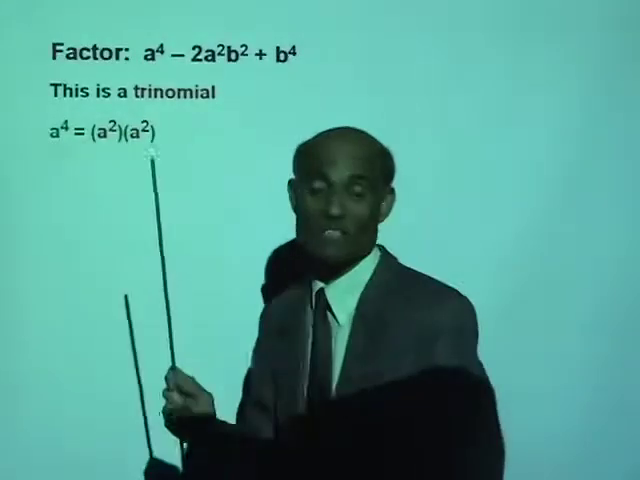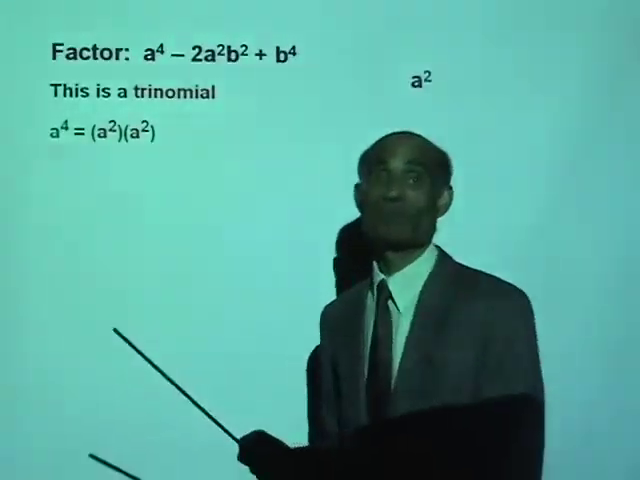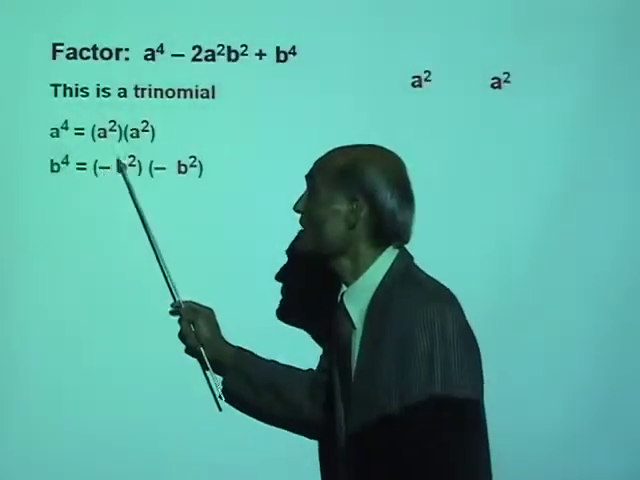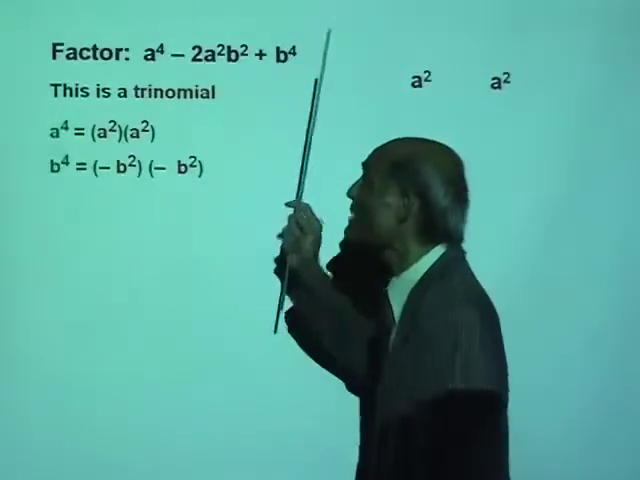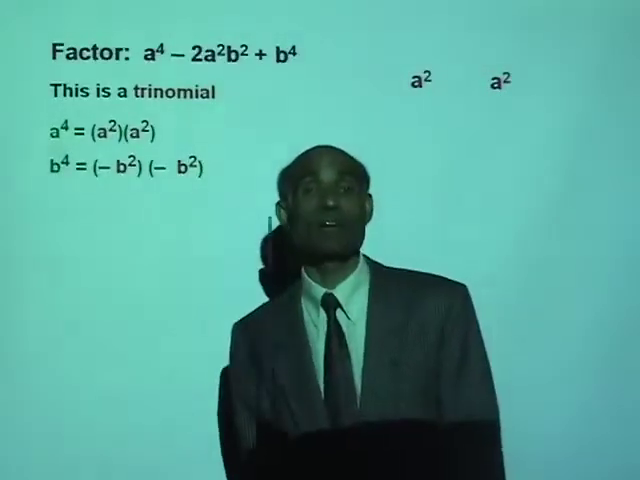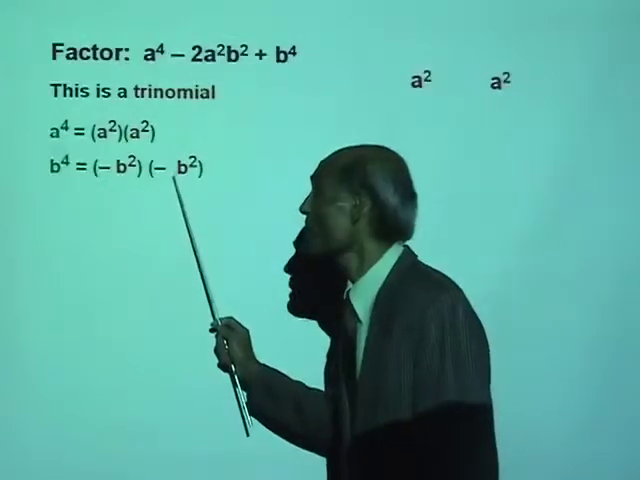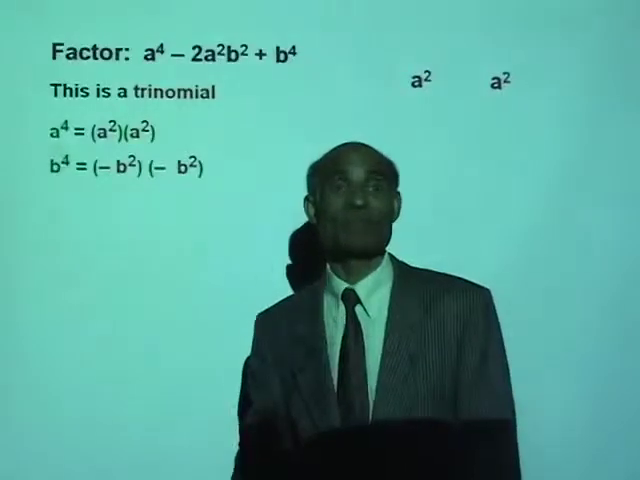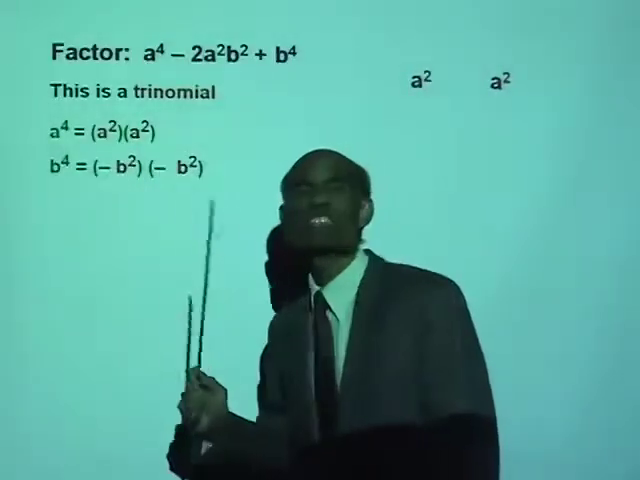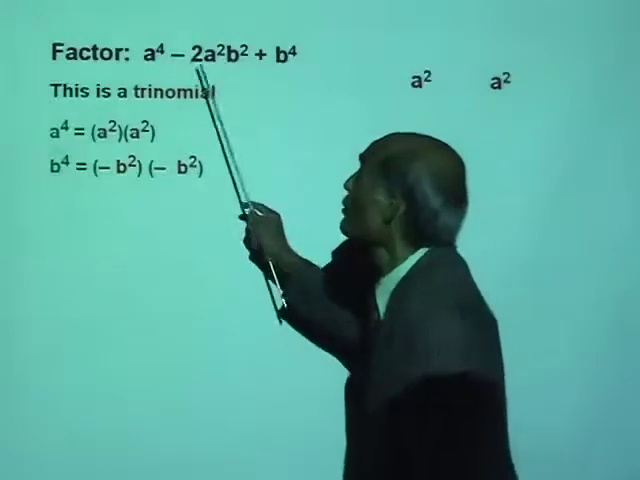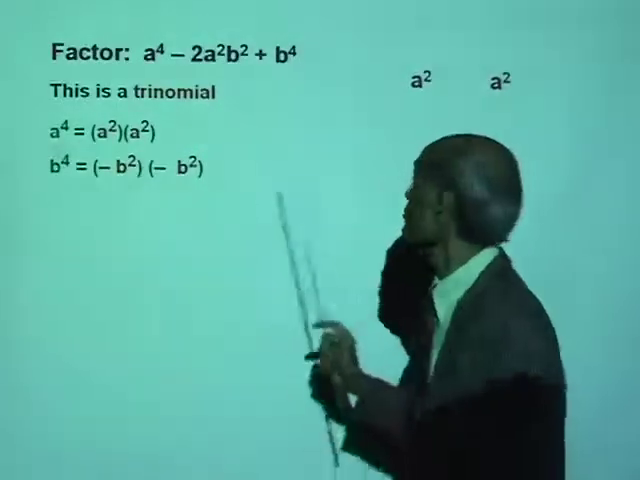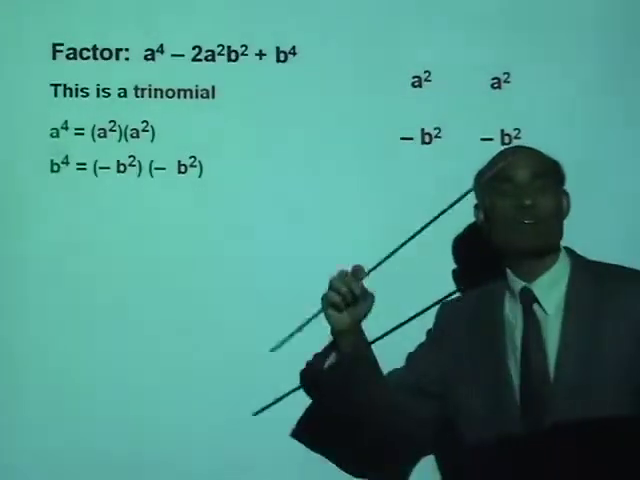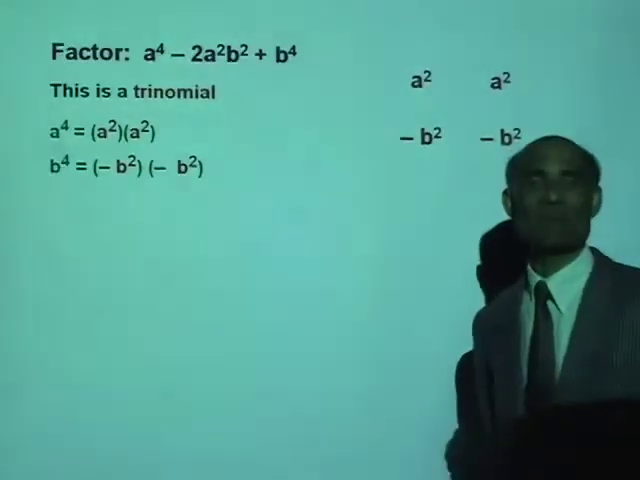Therefore, how do you factor b to the power of 4? B to the power of 4 needs to be factored as negative b squared times negative b squared. Negative b squared times negative b squared is positive b to the power of 4. Now, why have we used the negative factors? Because the middle term is negative. So we write negative b squared and negative b squared below the respective a squared.